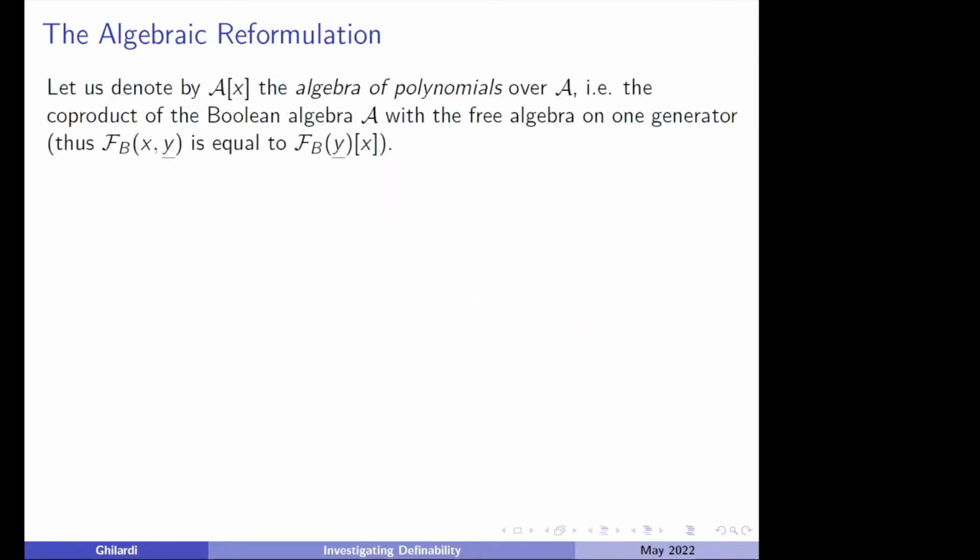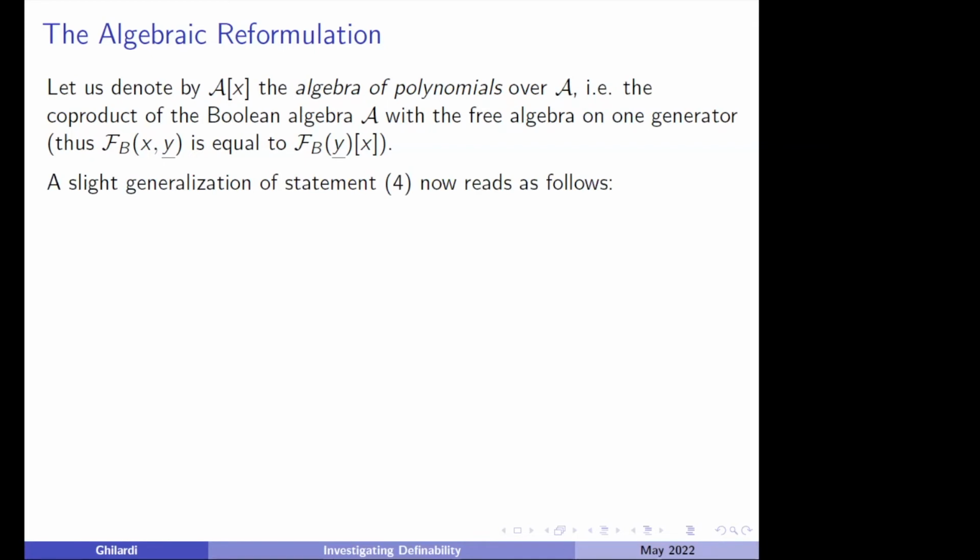And so we can restate in algebraic terms in the following way. Consider the algebra A[X] of the polynomials over an algebra A, which is defined as the coproduct of the Boolean algebra A with the free algebra on one generator. Okay.